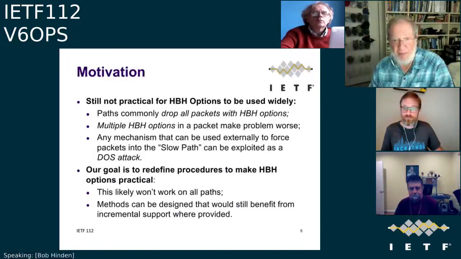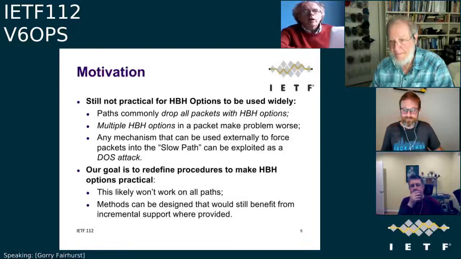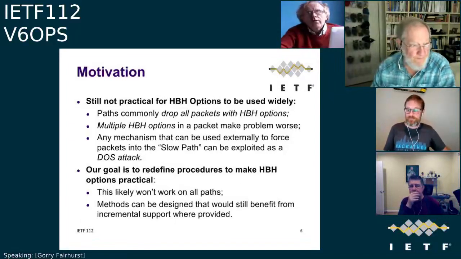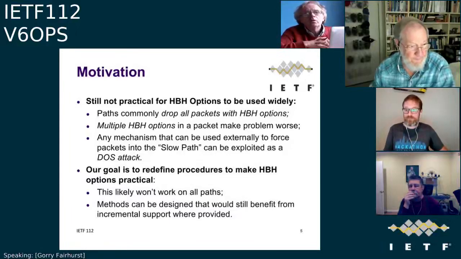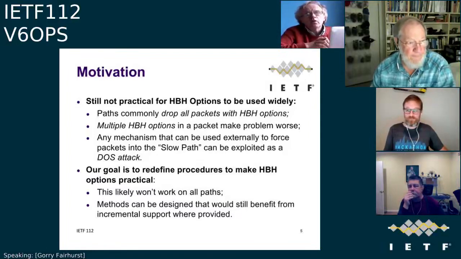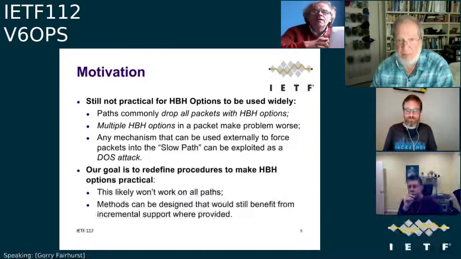So, Gory, do you want to pick this up? Okay. So our take was, could we find a way to simplify the way in which hop by hop options are used? Because commonly we find paths that drop the hop by hop option at some point along the path. Now, this isn't dropped in the sending node, and it isn't dropped in the receiving node, and it's not even dropped in the first hop. It's dropped a little bit into the path in general.